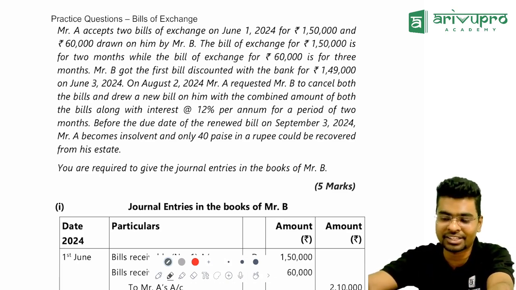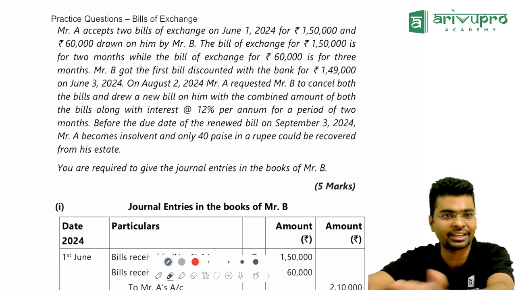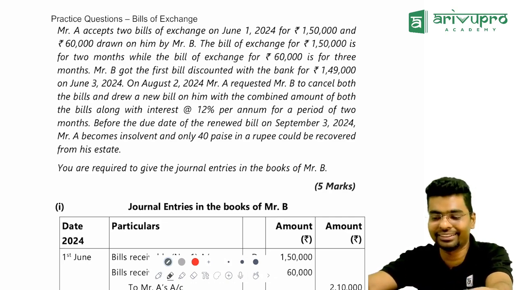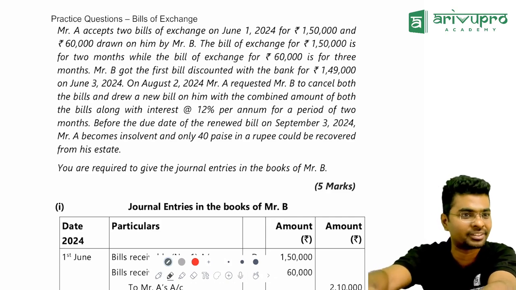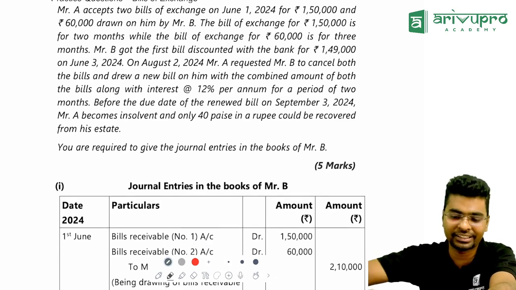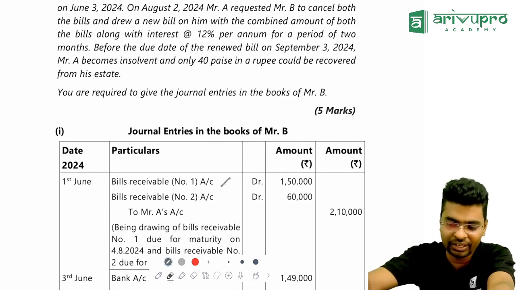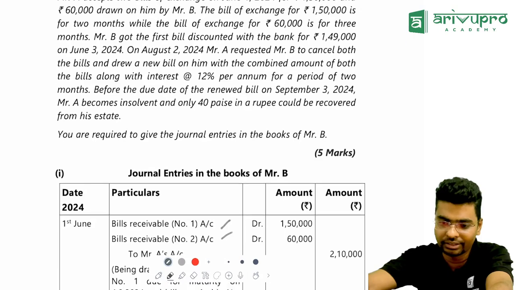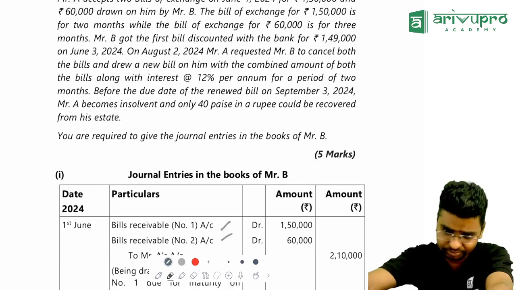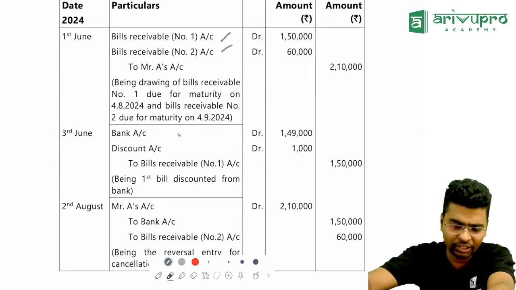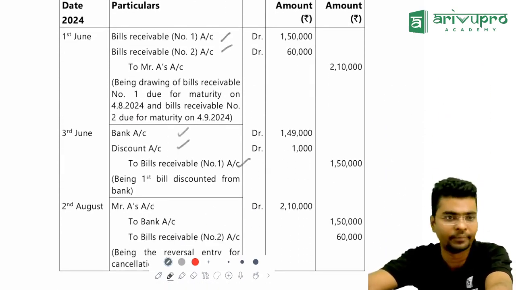First bill they got discounted. Second bill they got it cancelled, and then they asked to renew the bill, and then that got cancelled. I think this was done yesterday. Very similar question. First entry, what will it be? Bills receivable 1, bills receivable 2 to A. Next one. Discounting will be bank, discount to.